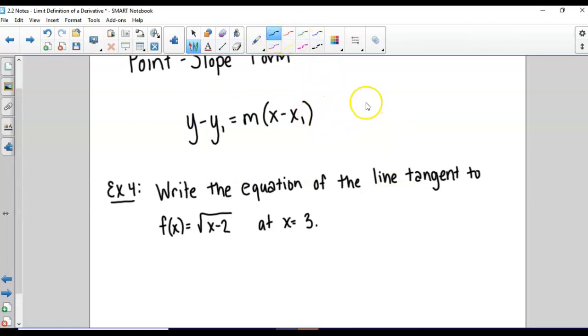Sometimes some versions might look like this: m times x minus x1 plus y1. Sometimes they'll look like that instead. So just take that y1 over here and move it over to this side. I don't care which version of it you use. Either is fine.